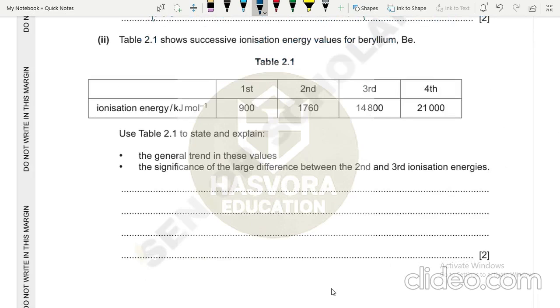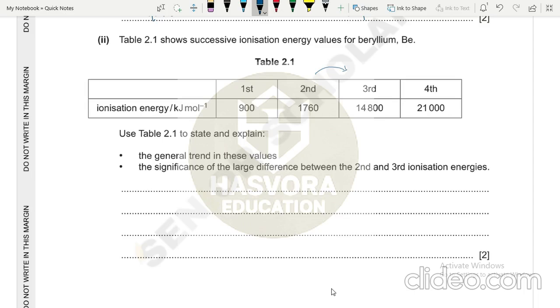Second part says table 2.1 shows the successive ionization energy values for beryllium, Be. Beryllium is in the second group, so there will be a huge surge between the second and the third ionization energy. Use table 2.1 to state and explain the general trend in these values and the significance of the large difference between the second and the third ionization energy. So first of all, let's discuss what the general trend will be.